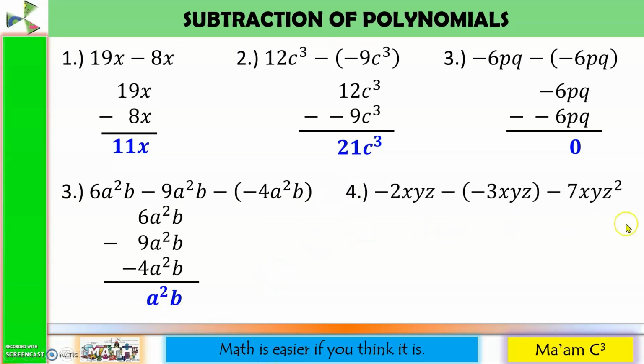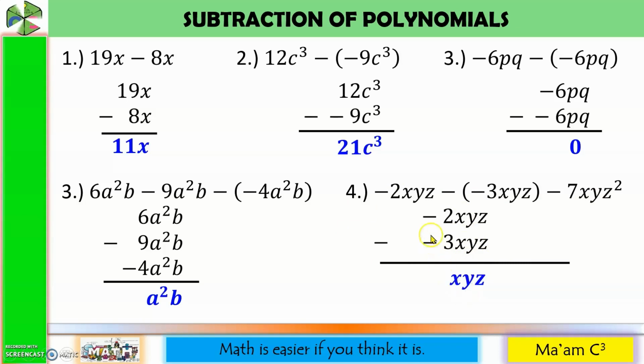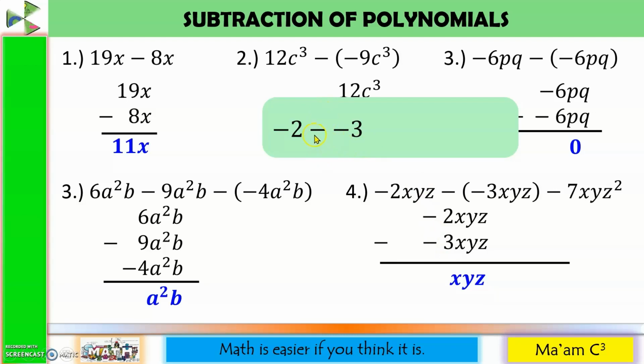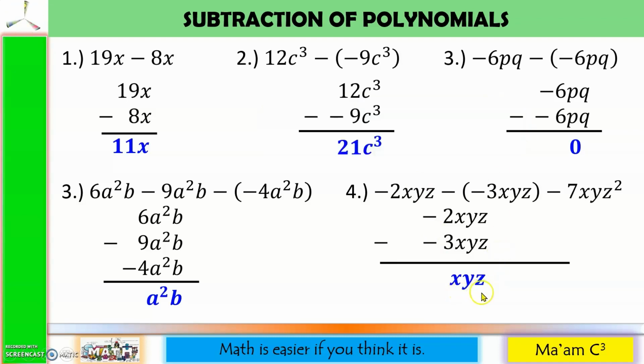Another one. Let us align this. We have negative 2xyz, and then minus negative 3xyz. And then this one is xyz squared. We cannot align it here. So let us simplify this one first. Let us copy xyz. And then we have negative 2 minus negative 3. So this one will become plus. Negative 2 plus 3 is equal to 1. No need to write 1. So we only have xyz. And then we simply copy negative 7 xyz squared.